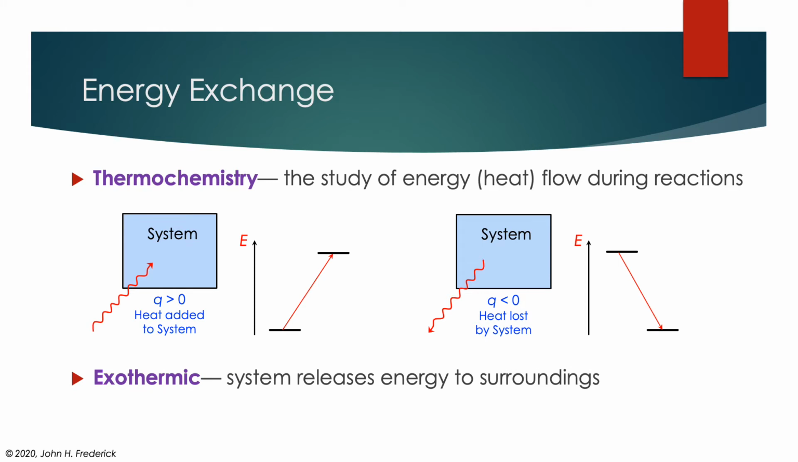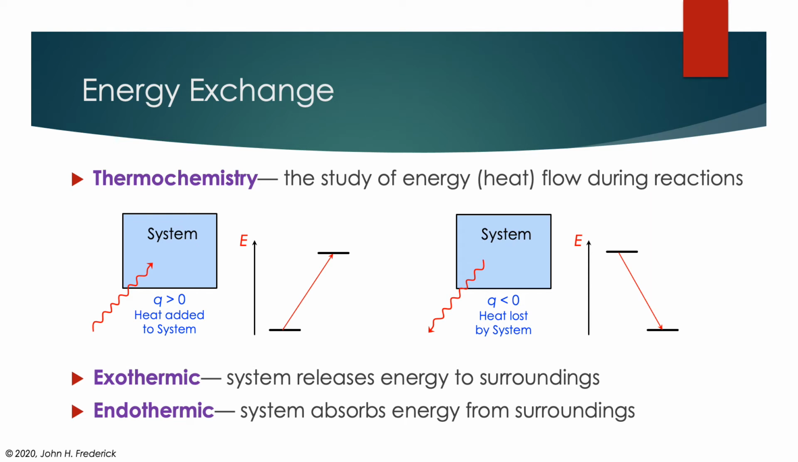Now, the last case that we just talked about is called exothermic, and that's when the system releases energy to the surroundings. So if the system is losing energy, it's going to a lower energy, it's releasing that energy to the surroundings, and we say that that's exothermic. The heat is leaving or exiting the system. If heat is entering the system, then we call that an endothermic process. Heat is going in from the surroundings into the system.